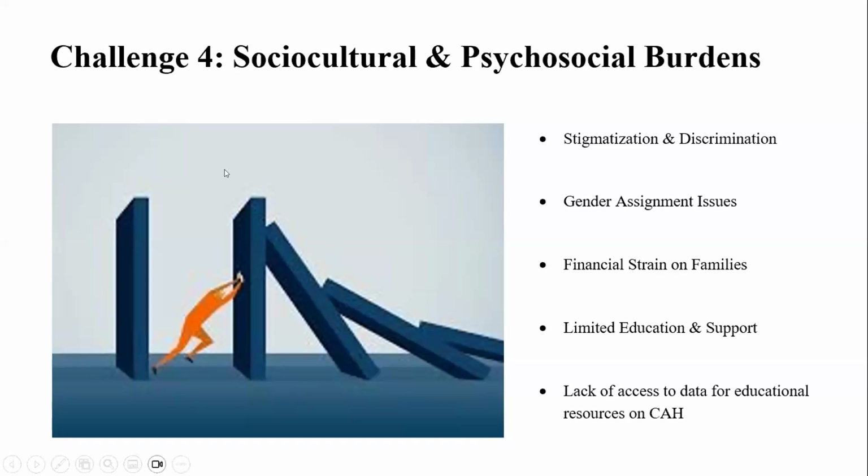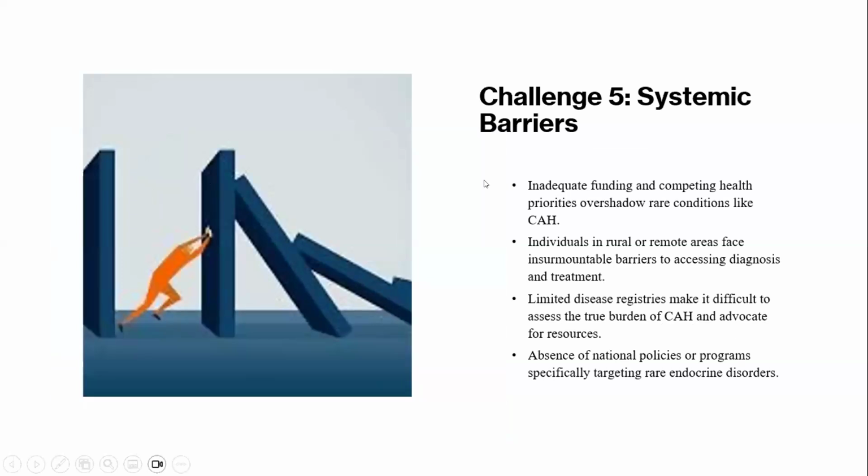And the fifth and final challenge is systemic barriers. This speaks to the first one, weak health systems. Inadequate funding and competing health priorities overshadow rare conditions like CAH. And then there's also geographic isolation. Individuals in rural or remote areas face insurmountable barriers to accessing diagnosis and treatment. And then the lack of data, with limited disease registries, makes it difficult to assess the true burden of CAH and advocate for resources.